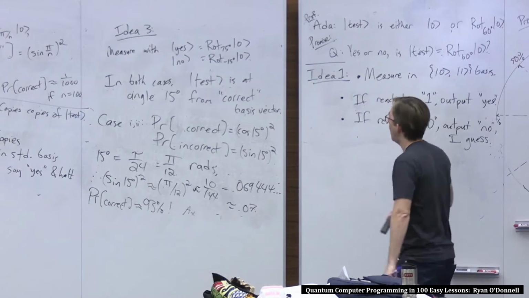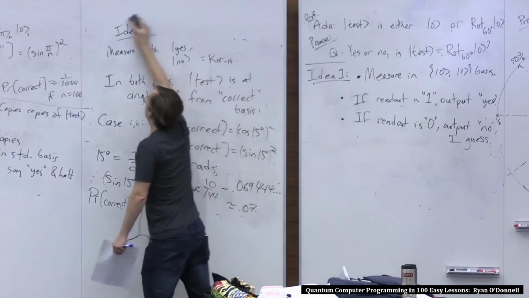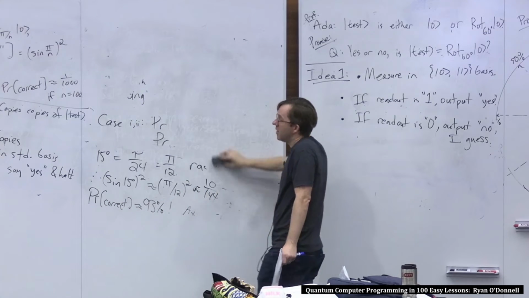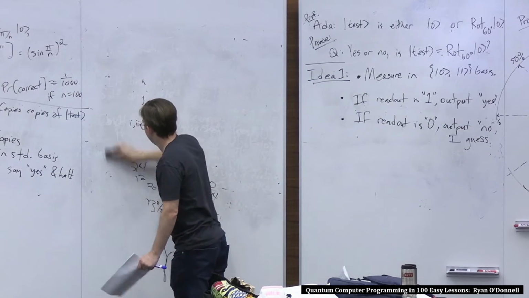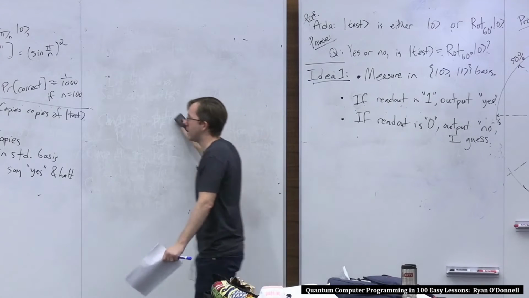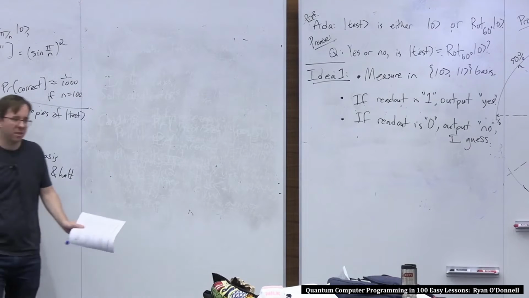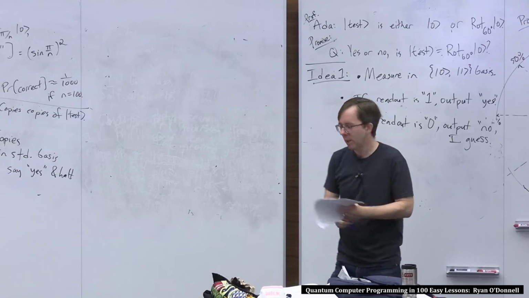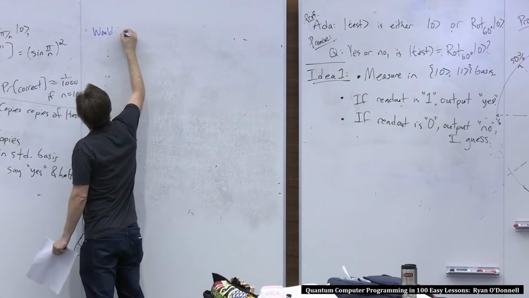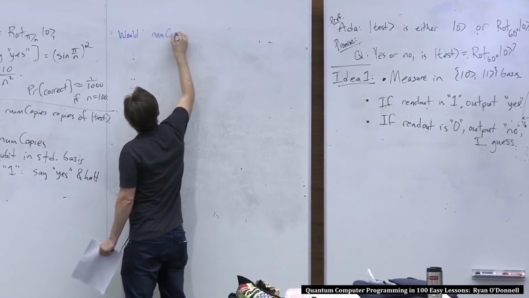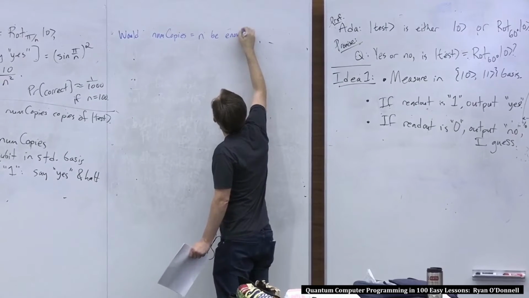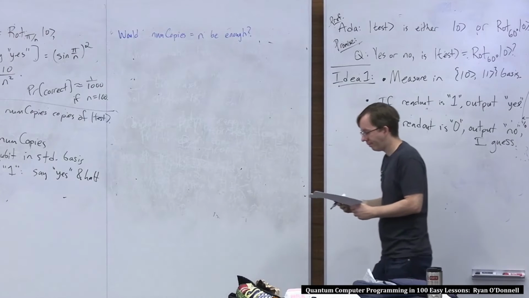As a warm-up, let me imagine that num copies is 100. Let's say the number of copies is n. Why would I be interested in the number of copies being the same as this denominator? Actually, no particular reason, but let's not introduce too many symbols. So let's ask ourselves, would num copies equaling n be enough? Let's see.